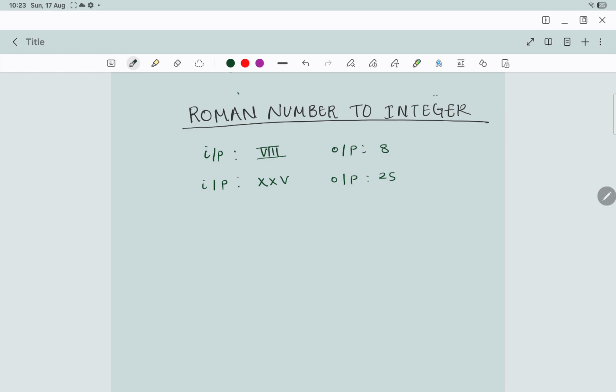So this is what we want. Now let's solve this problem. But before going there, as we have already done in the previous part also, we will have to create a dictionary.